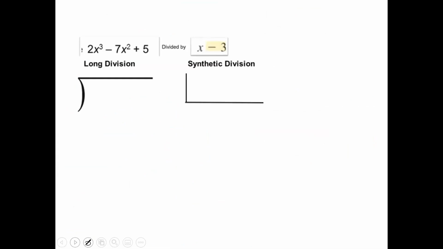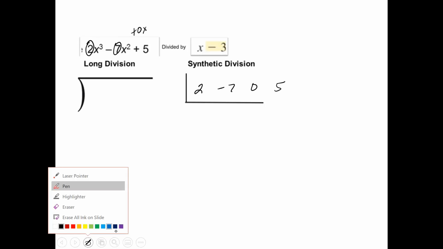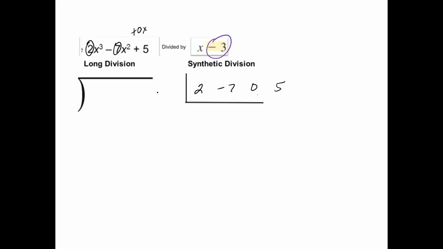Let's go ahead and try this with synthetic division. Okay, so with synthetic division, what you're going to do is take the coefficient of each of the x's. So I'm going to have 2, negative 7, 0, and 5. With my divisor, you have to do the opposite of that, so it's going to be a positive 3.